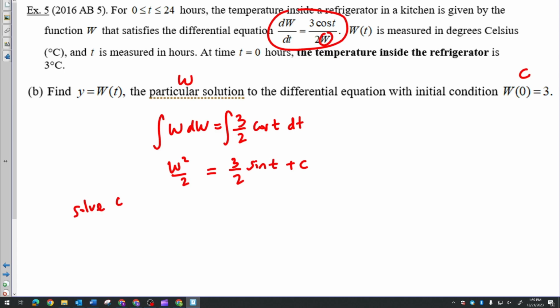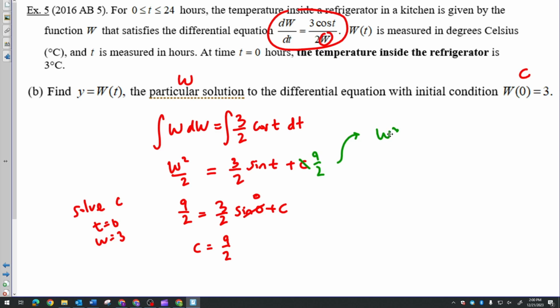So let me solve for c first. I know when time is 0 that w must be 3. That's my initial condition. So this would be 9 over 2 is equal to 3 over 2 sine of 0 plus c. So that gives me c is equal to 9 over 2. And if c is equal to 9 over 2, I can just cross this out right here. And so what I get is w squared. Actually, I can multiply this whole thing by 2. So w squared is equal to 3 sine t plus 9. And so w would actually be equal to plus or minus the square root of 3 sine t plus 9.